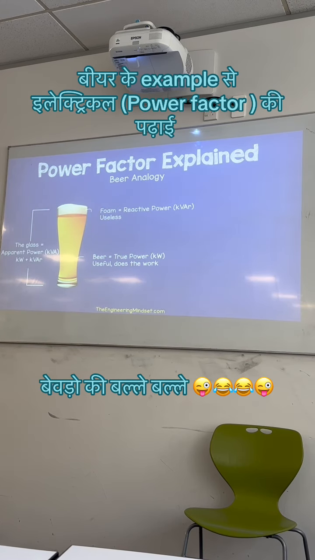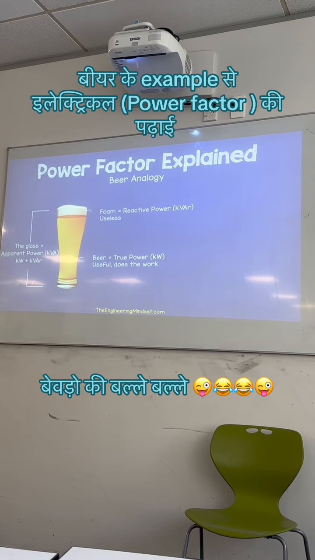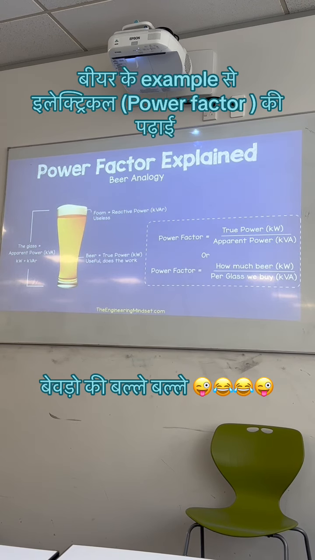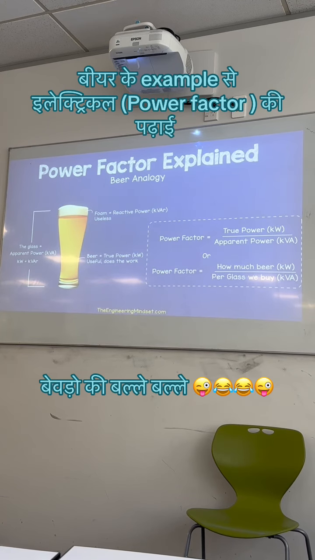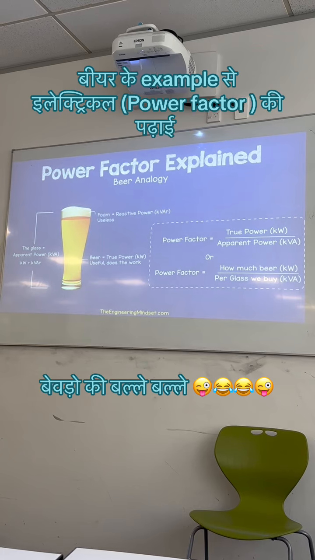The combination of these, our kilowatts, kW, and the kilovolt amp reactive, kVAR, is our apparent power, or a kVA, meaning the kilovolt amps. Power factor is therefore the ratio of useful power, or true power, in kilowatts, divided by what we charge for in kVA, kilovolt amps. So it's telling us how much value for money we're getting for the power we consume.